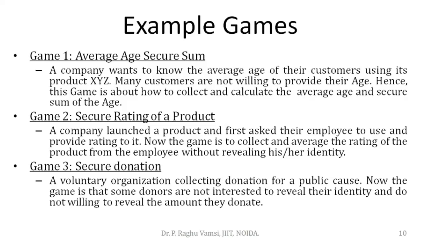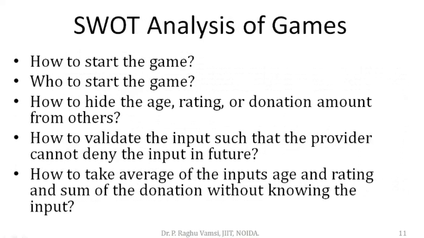And while giving the age, the customers may encrypt it, and the same decryption may be used by the company, and finally they may make use of the age. So who has to start this game, and how to start this game? We have answered this with respect to game one. How to hide the age, rating, and donation amount from others? Just now we discussed the CIA triangle, that is confidentiality, integrity, and authentication, that we have studied in cryptography. That can be adopted here to answer this question.